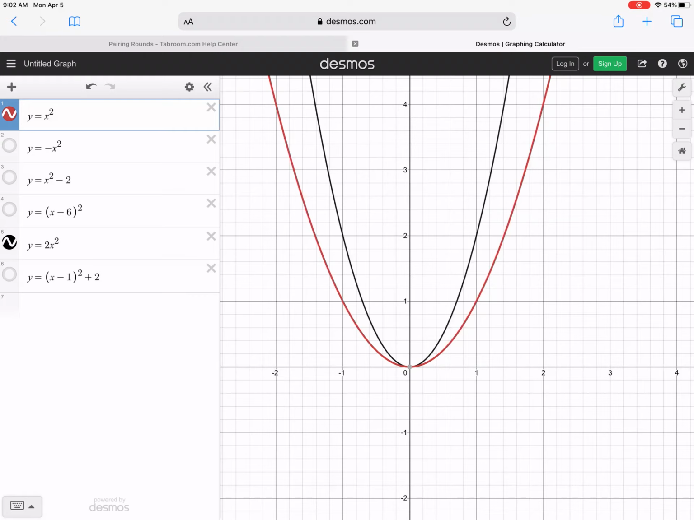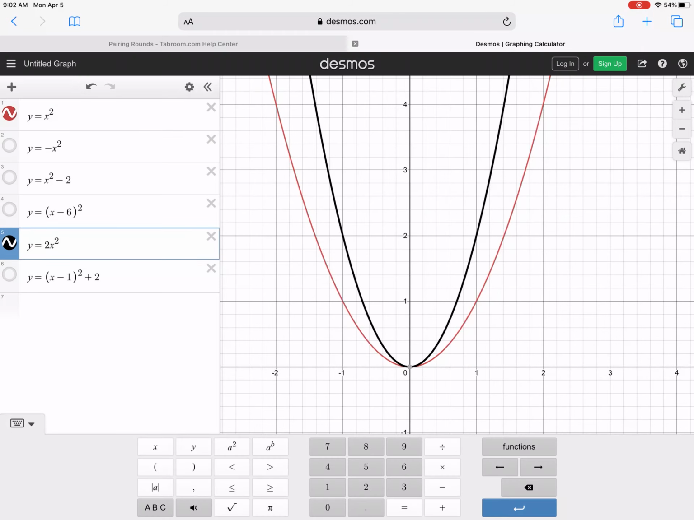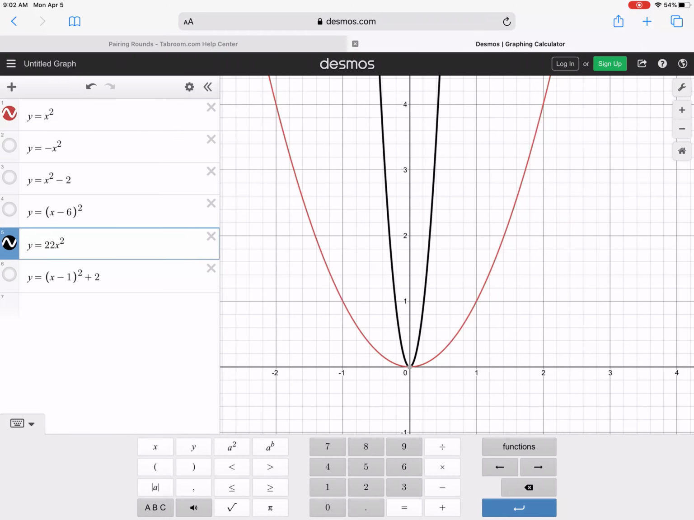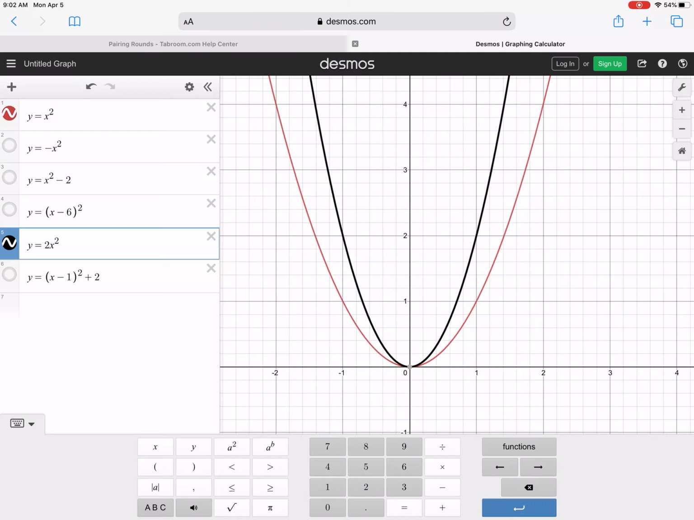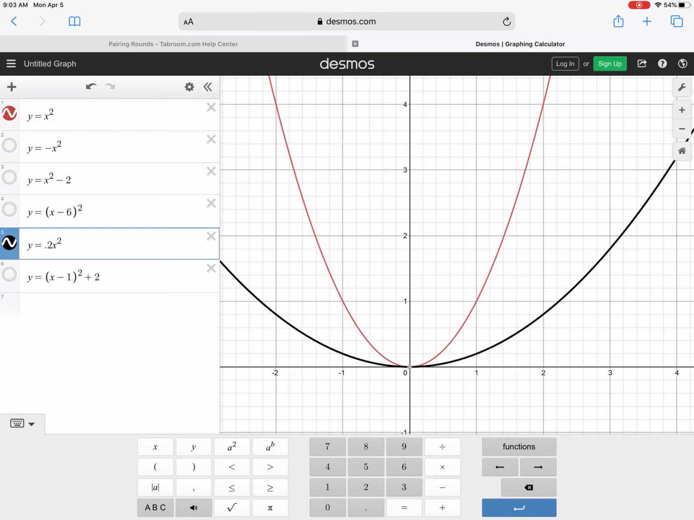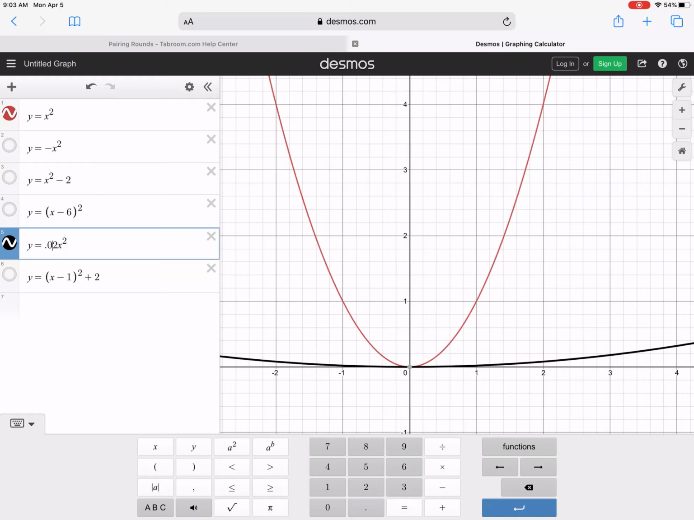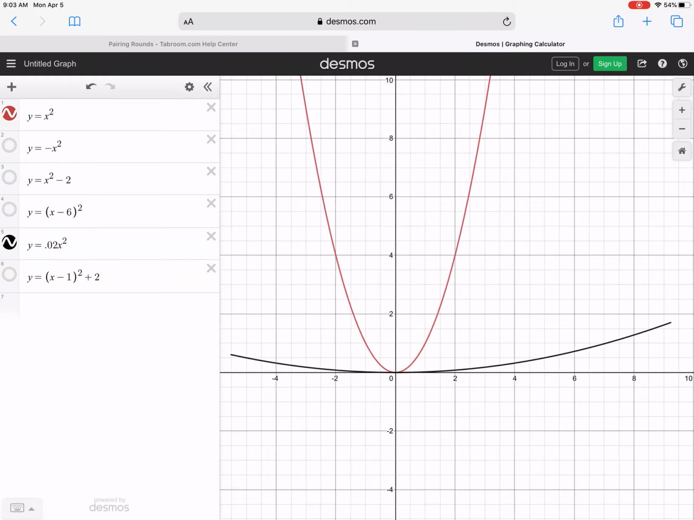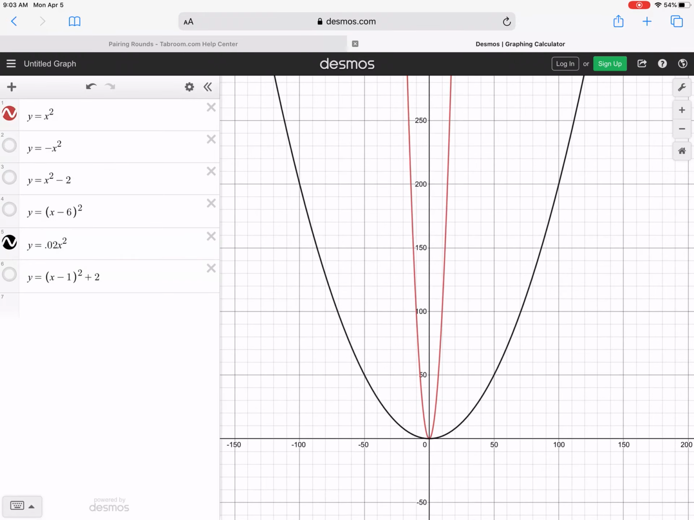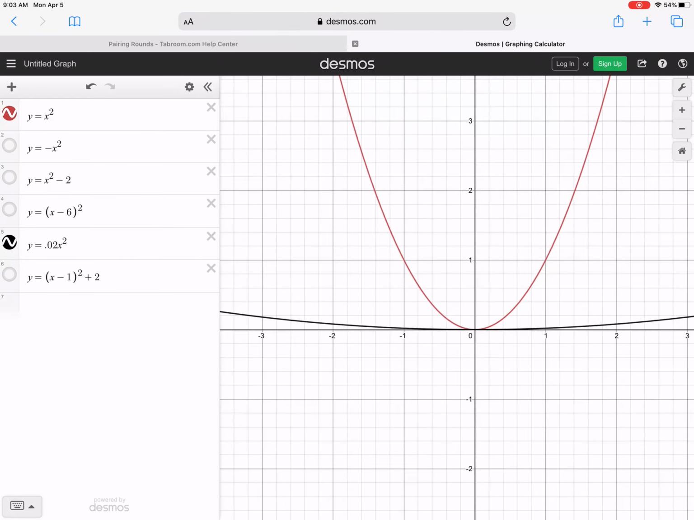But if you add a multiplier to the outside, that's where things get different. This 2 made it look more skinny. Let's try making it 22. Look, it made it even more skinny. There is a way to make it wide, and that's by making it less than 1. Now it's down like that. Let's see if I make it 0.02. Look, it got even more flat. Although notice that it still is a parabola, it's just a really fat one.